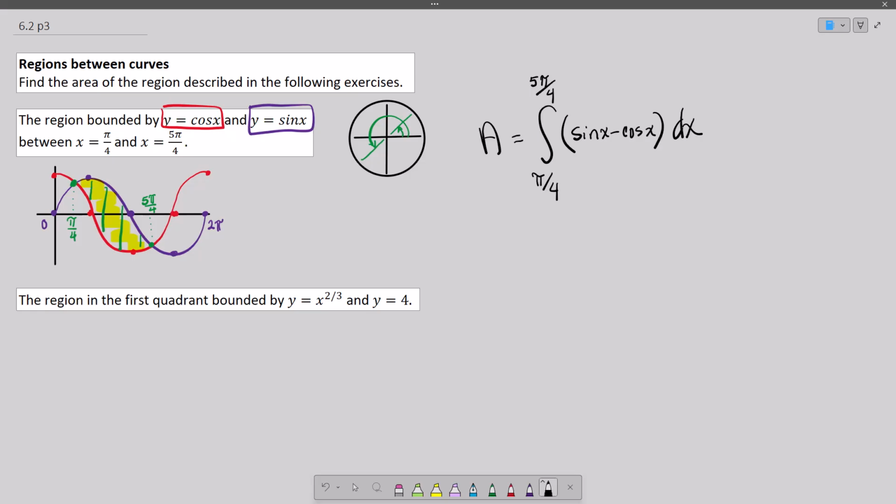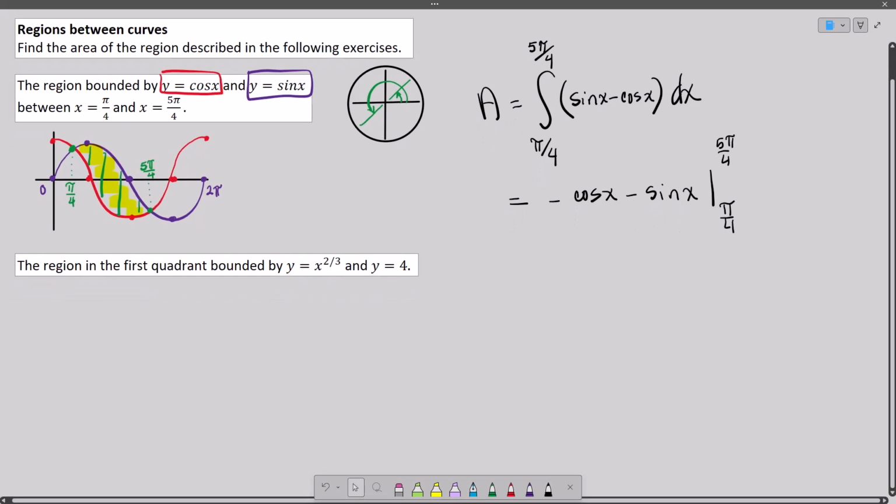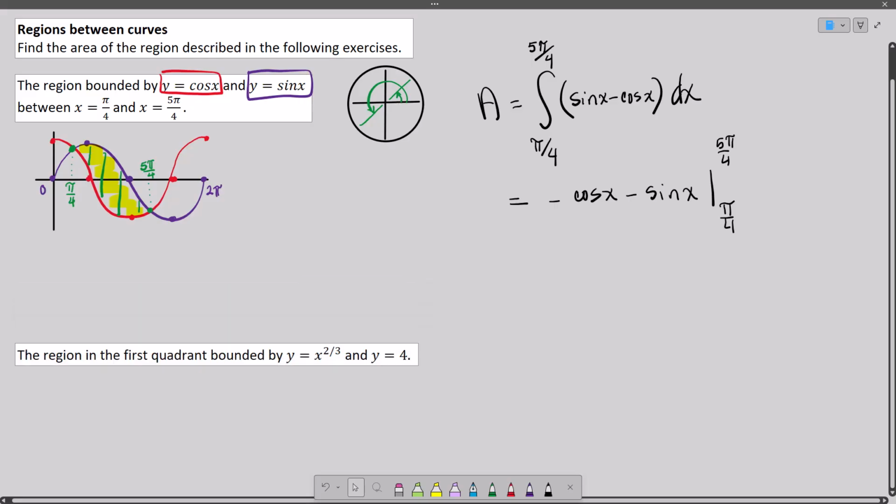This integral we can do immediately. We know an antiderivative for each of those, and they're separated by a subtraction, so we can just integrate term by term. So that's going to give us the integral of sine is negative cosine of x. The integral of cosine is sine of x. So there is our antiderivative, and we will evaluate it on this interval, pi over 4 to 5 pi over 4. So we just have to plug in those limits of integration and do the arithmetic.